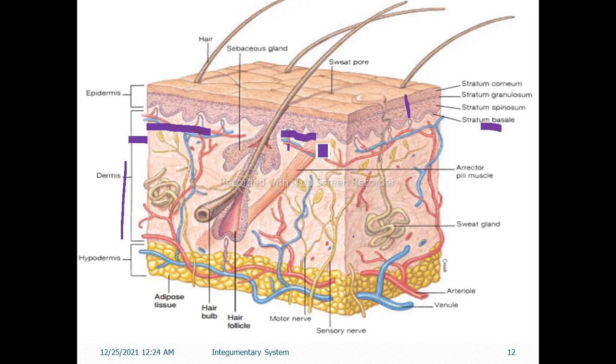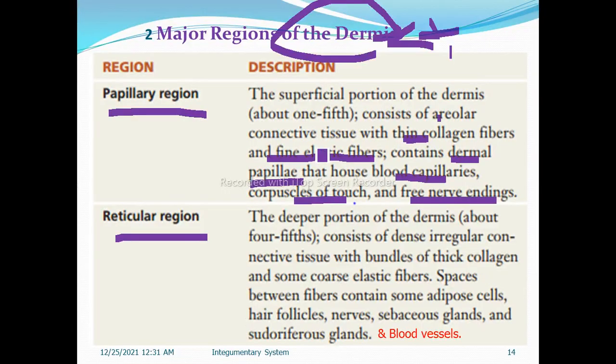The dermal papilla contains corpuscles of touch, nerves, and associated structures. In this area the collagen and elastic fibers are fine and thin. The dermal papilla contains capillaries, corpuscles of touch, and free nerve endings. But the reticular region is the deeper portion of the dermis, deeper than the papillary region. So it is 4/5, and this one is 1/5.